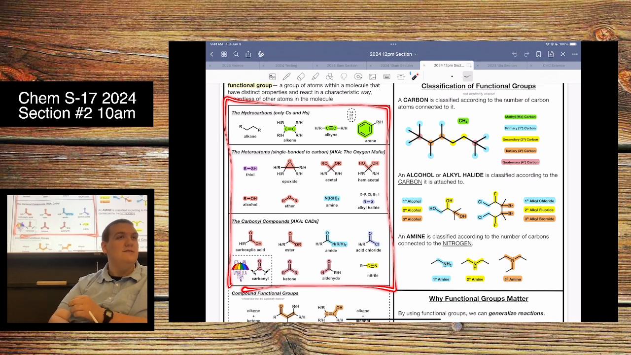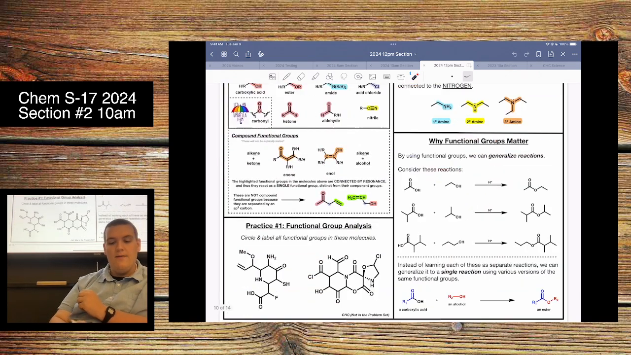There are even some additional ones in the problem set that you'll see, like a thioether, which is the sulfur version of an ether. These are the ones that we are going to test you on.